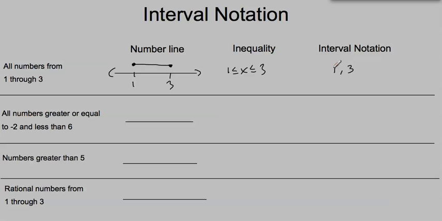If I want to include 1, which in this case I do, I'm going to put a bracket around it. It's kind of like it's holding it. It is including it. And I wanted to include 3, so I'll put a bracket around here. So my interval notation consists of a bracket, 1, 3, close bracket. And these brackets indicate that I want to include my endpoint in the interval.